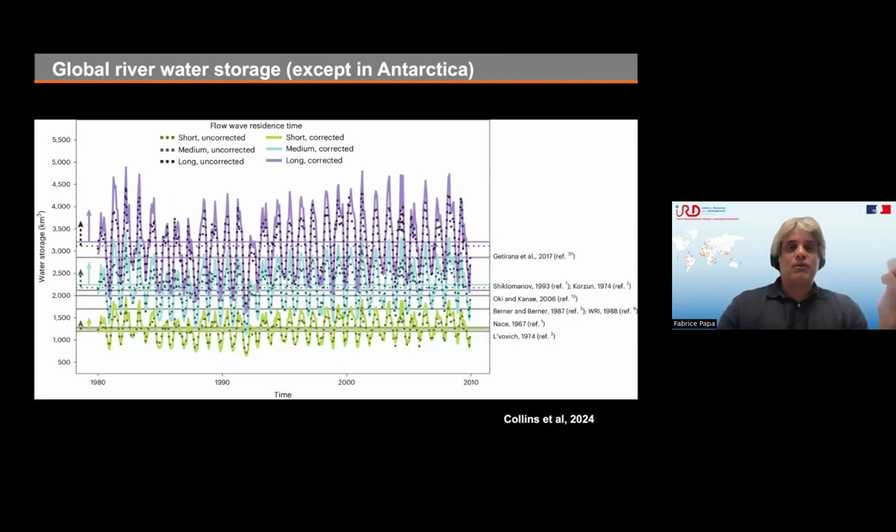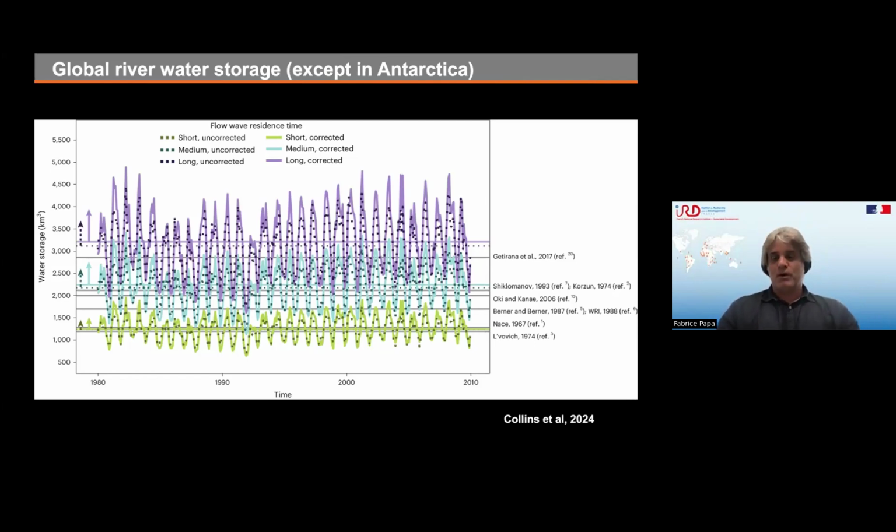But there is the storage in rivers, which is still not very well measured. And I think that could be a real growing interest for the community interested in hydrological loading. This is a figure, I won't go into too much detail, extracted from a paper from Collins and Cedric David and colleagues last year, which shows how much water is stored in rivers depending on the residence time that you take in various models.